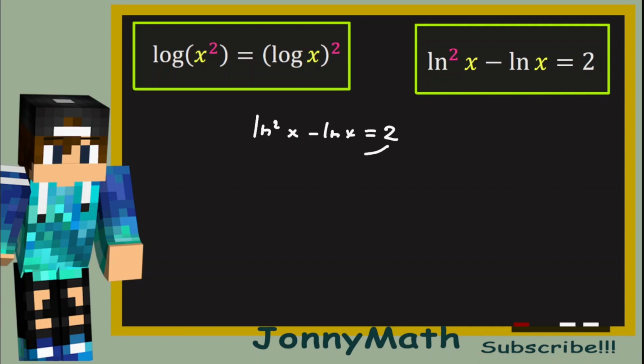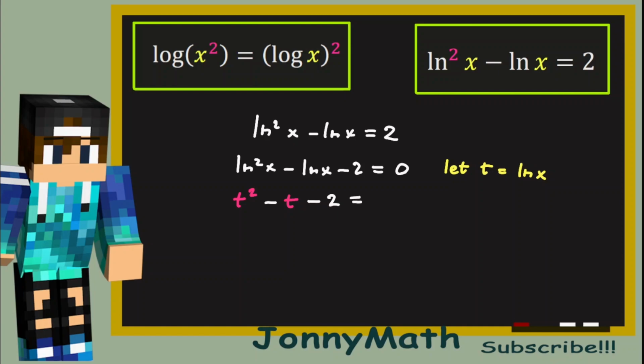So the first thing we could do is to take this 2 to the first member. So this is just natural log squared of x minus the natural log of x minus 2 equals 0. Now we can do a substitution, so let t be equal to the natural log of x. So as you can see here we have t squared, since it is the natural log of x all squared, minus t minus 2 equals 0.